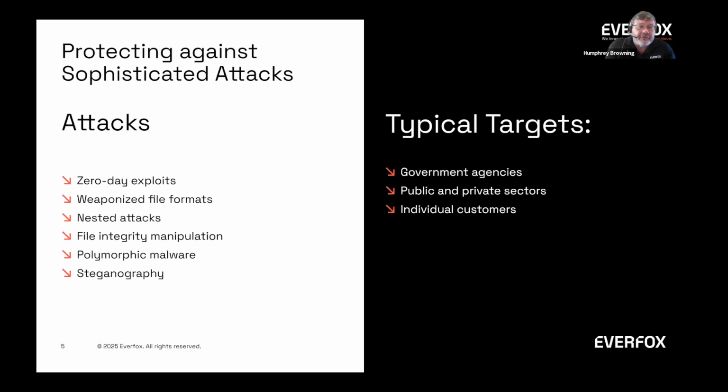And as we go through the demo today, we'll show you the polymorphic malware and how that works, and how that can get past detection-based defenses and how we stop it. The typical targets for these types of attacks are any organization that has some IPR that is worth getting to, or has some data that someone wants to steal in some way, or indeed someone might just want to disrupt an organization.